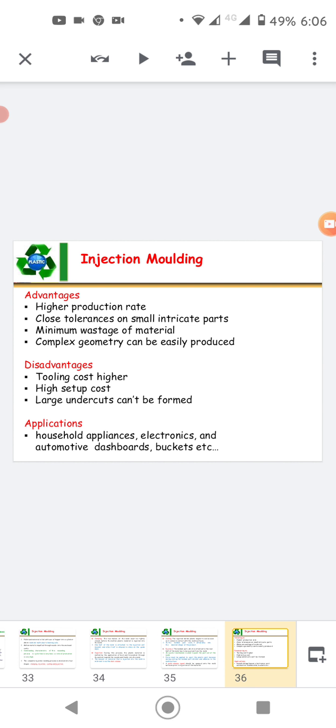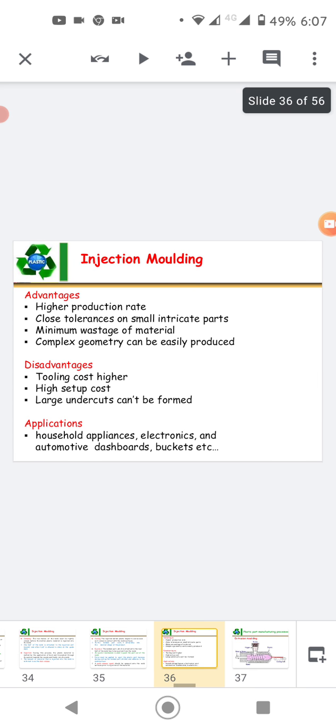Applications means where it can be used for injection molding: it is used for household appliances, electronics, it is the plugs, automotive dashboards, buckets, and etc.